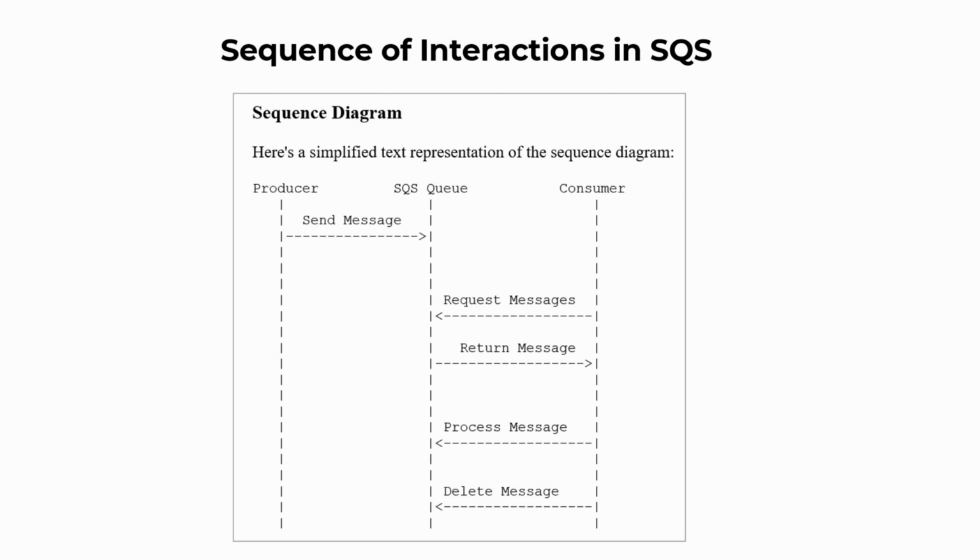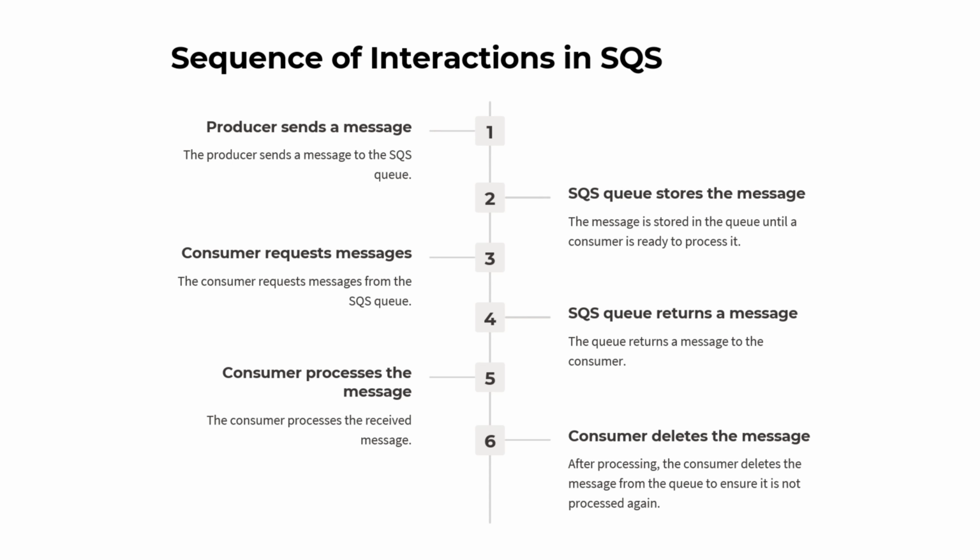Sequence of interactions in SQS. Here you can see three components: producer, SQS queue, and consumer. Producer sends messages to SQS queue and messages will be stored in SQS queue. Consumer requests messages, SQS queue returns messages, consumer processes the message, and once processing of the message is done, then consumer deletes the message.